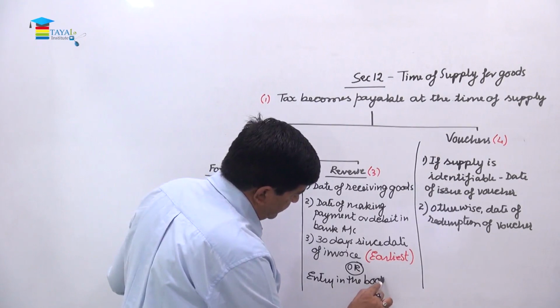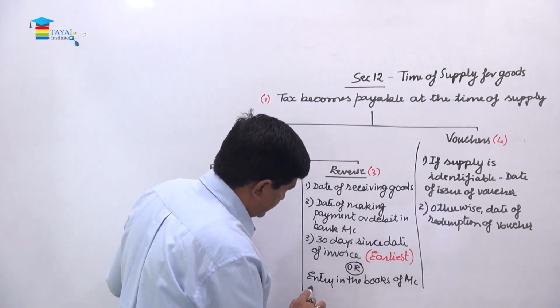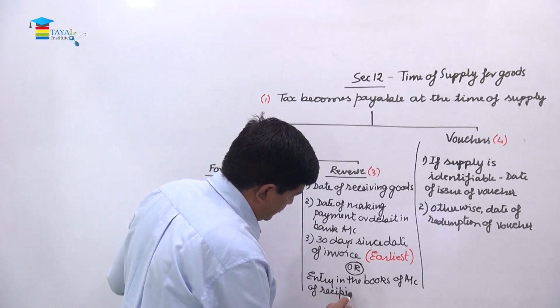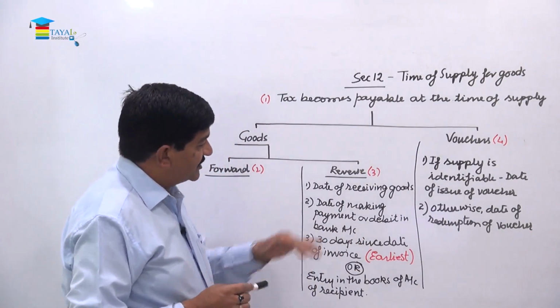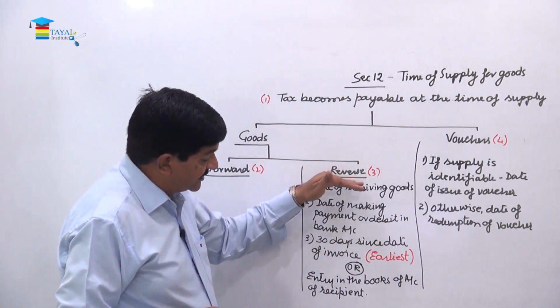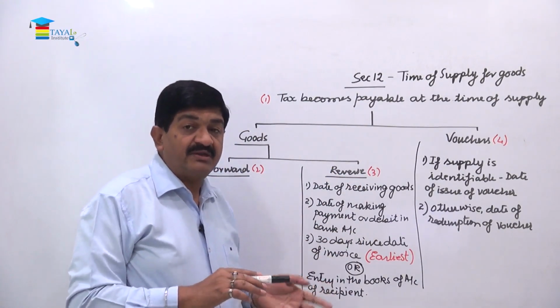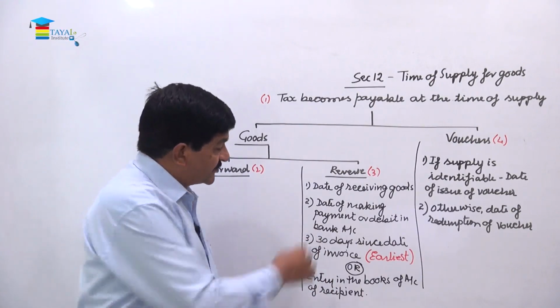Entry in the books of account of recipient, right? So these are actually receiving, that is one thing, and entry in the books of account, that is another thing. Goods received today, entry in the books of account maybe on the same day, maybe later. So that's why these are different.